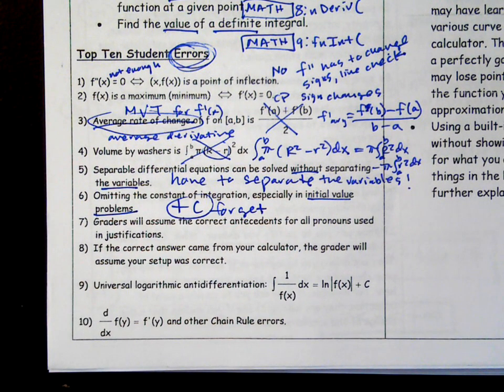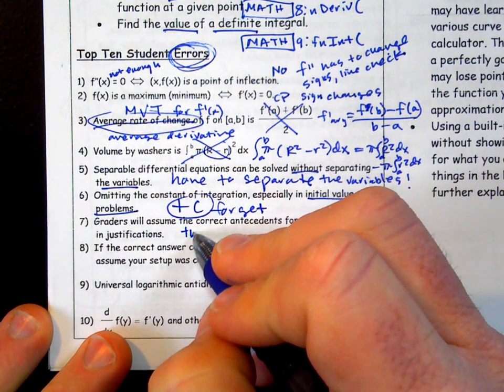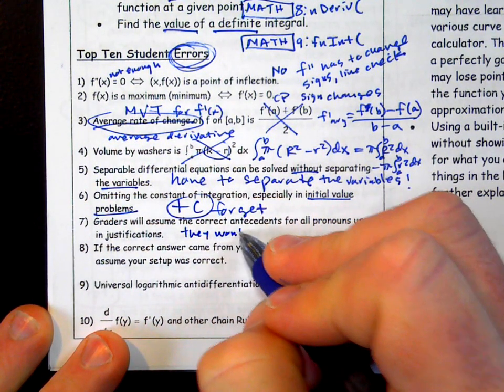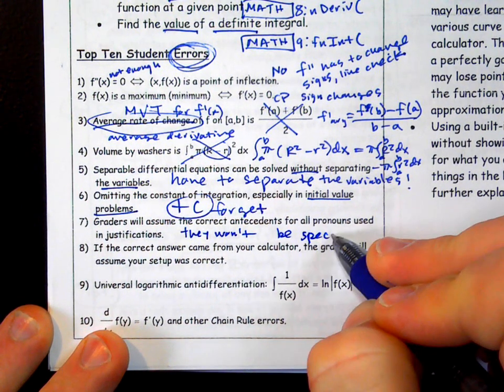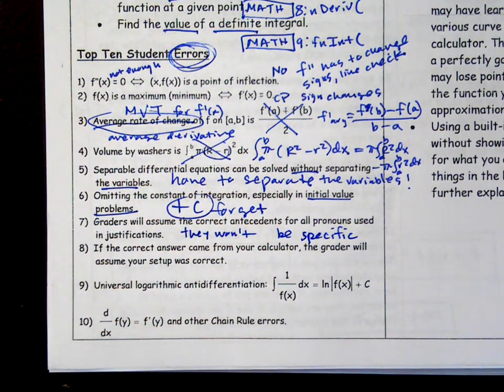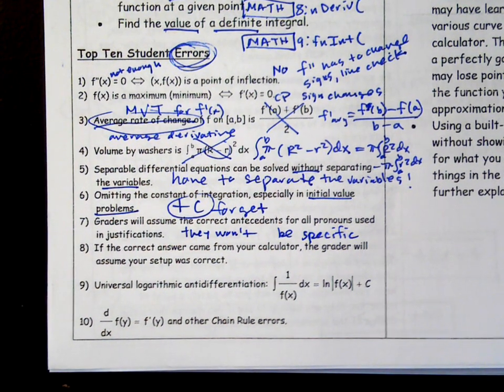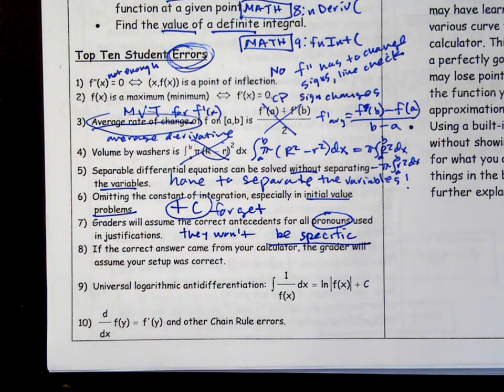Number 7, graders will assume the correct antecedents for all pronouns used in justifications. Like, hey, it is the max because it is positive, and so they won't. So try and be specific with your pronouns. Don't say it is positive. Say f prime is positive. The derivative is positive. Be very specific, okay? With your pronouns. Don't say it is or whatever.